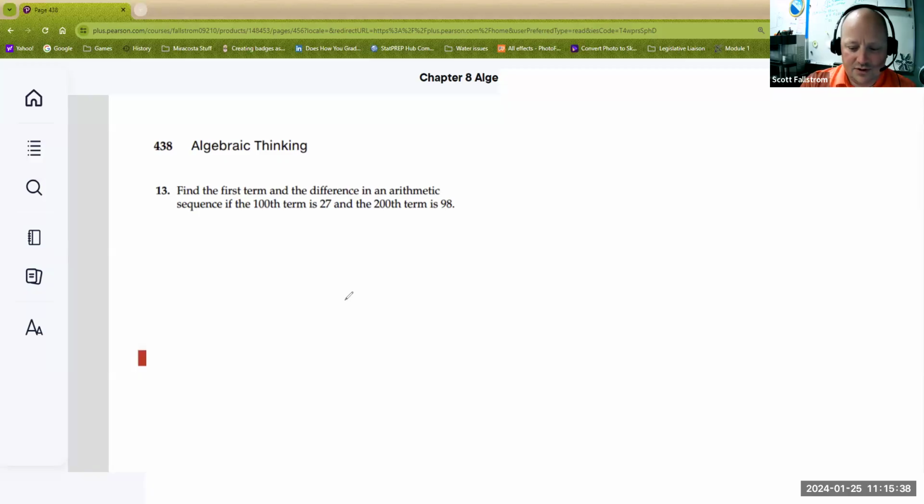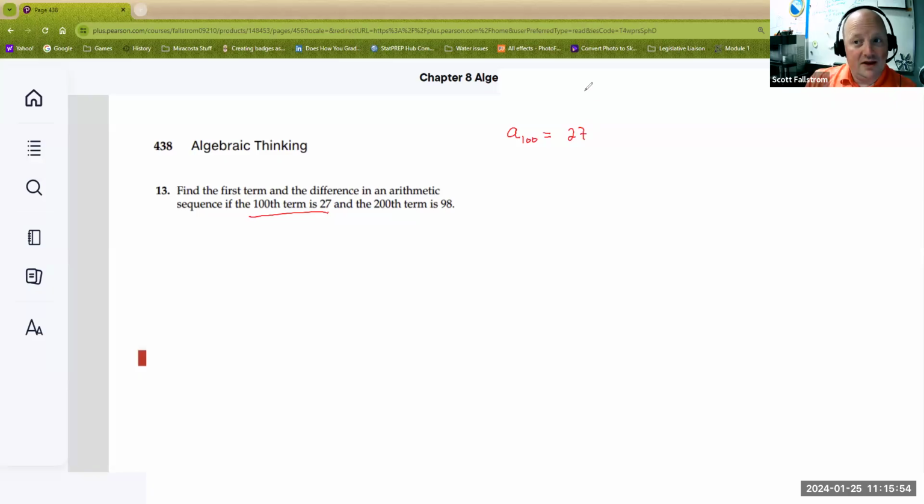Find the first term. Okay, I'm looking for the first term and the common difference. So the 100th term is 27. Okay, so if you need to, come off to the side, just write that down. The 100th term is 27.